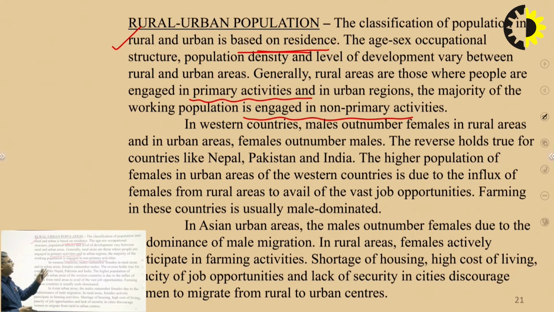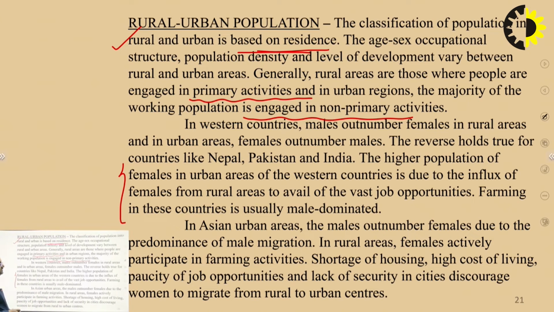In the Western countries, males outnumber females in rural areas, and in the urban areas, females outnumber males. The reverse holds true for countries like Nepal, Pakistan, and India. The higher population of females in urban areas of the Western countries is due to the influx of females from rural areas to avail the vast job opportunities. Farming in these countries is usually male dominated. In Asian urban areas, males outnumber females due to the predominance of male migration.